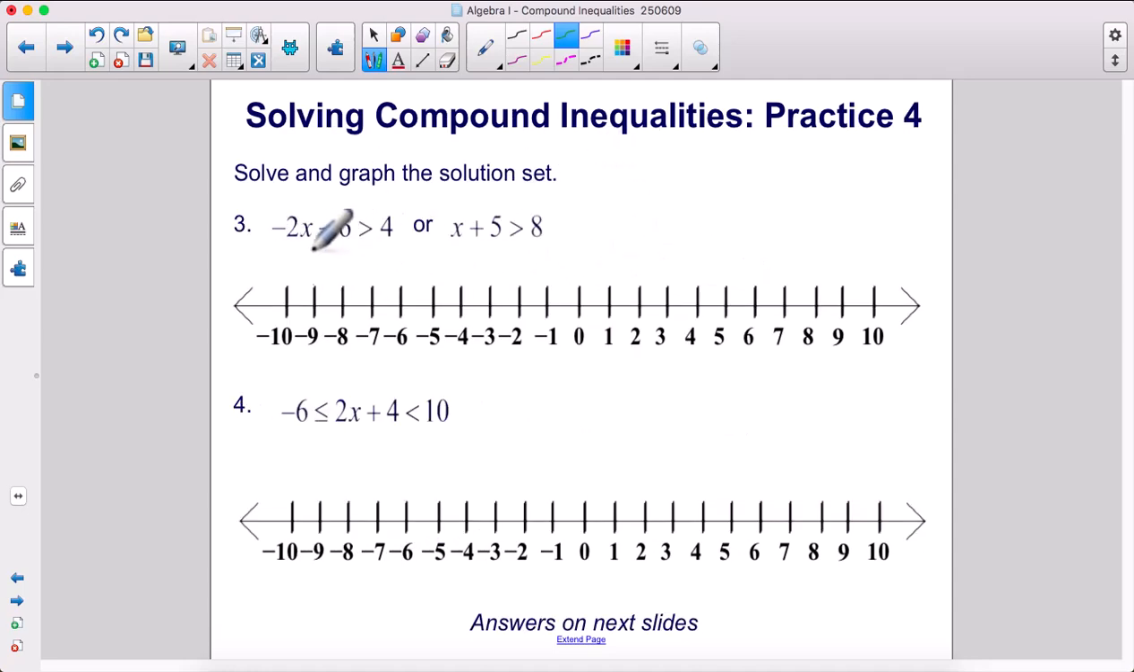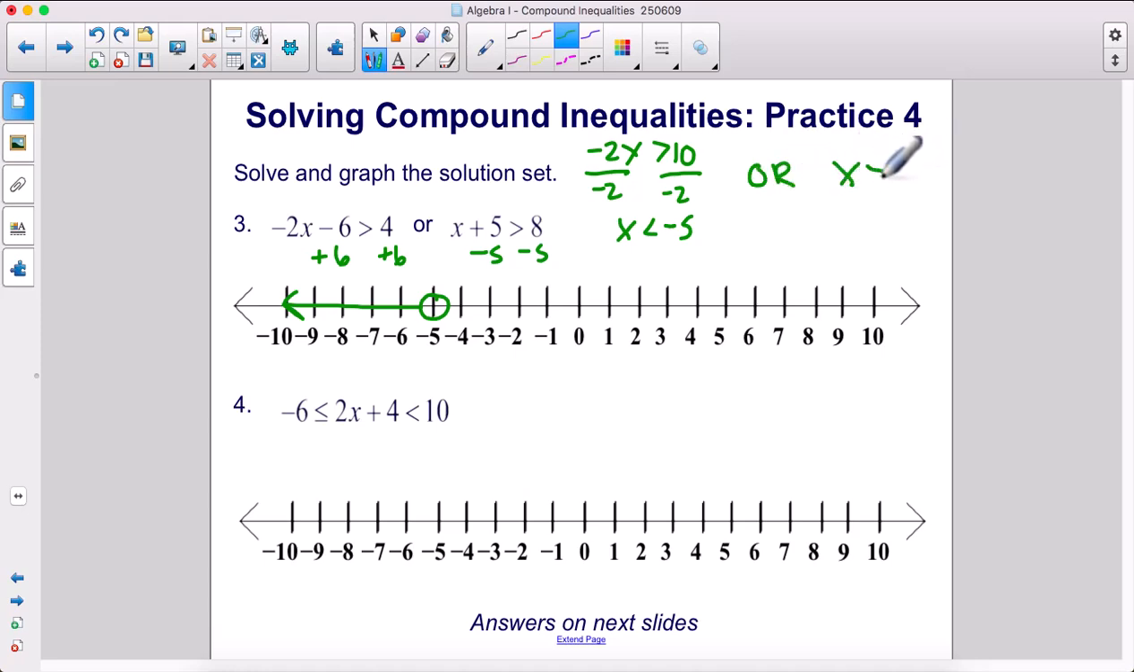Okay, so I'm going to add 6 to both sides for this first inequality, and I'm going to rewrite it over here. Negative 2x is greater than 10. Then we divide both sides by negative 2, which will flip the inequality. x is less than negative 5. Okay, so that ray goes that way. Here, we're just going to subtract 5 from both sides. So we get, or x is greater than 3. So 3 with a ray that way.